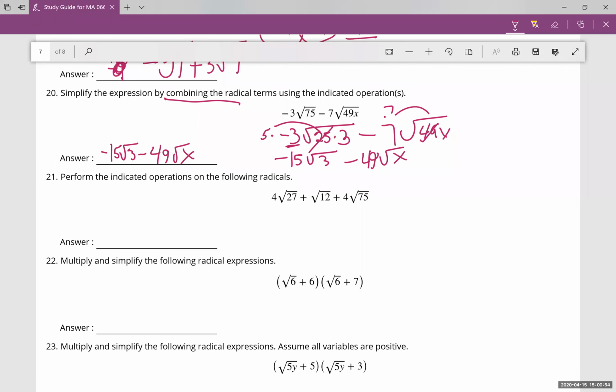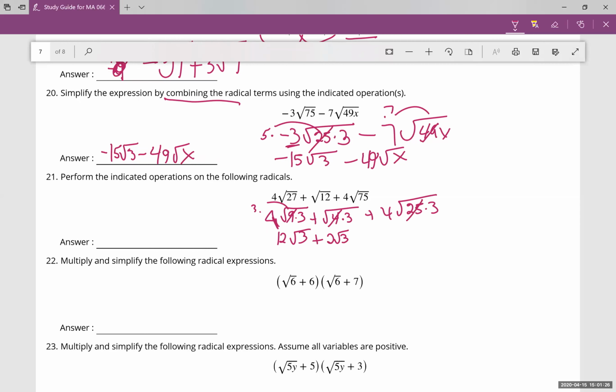Okay, number 21. Let's simplify first and then combine like terms. We're going to rewrite this as 9 times 3. 12 we're going to rewrite as 4 times 3. 75, 25 times 3. Okay, let's take the square root of 9. Out comes a 3. Multiply that times the 4. We have 12 square root 3. Out comes a 2 on this next one.